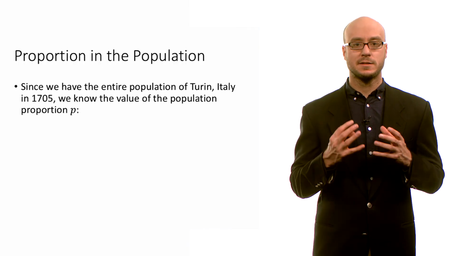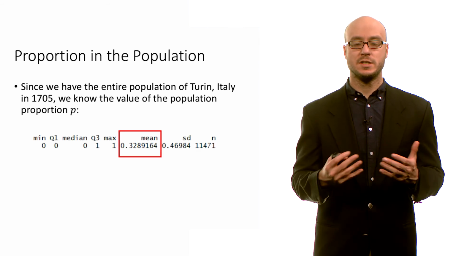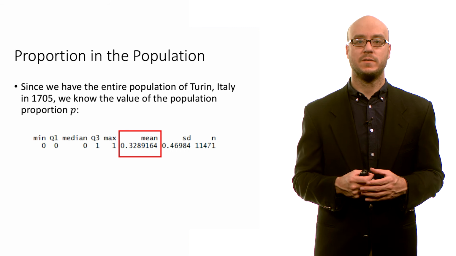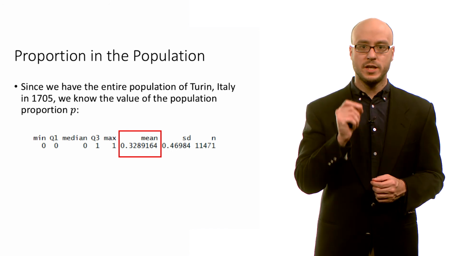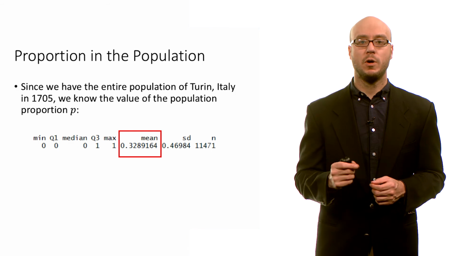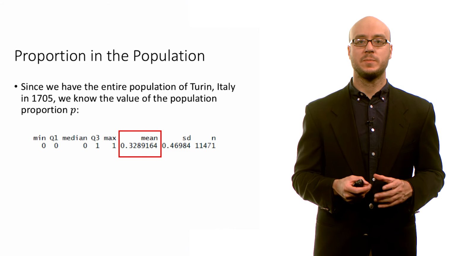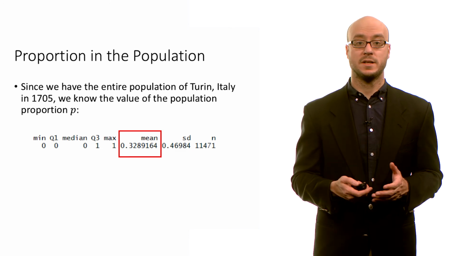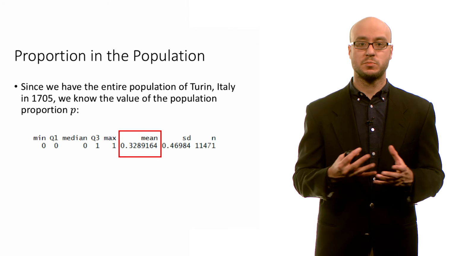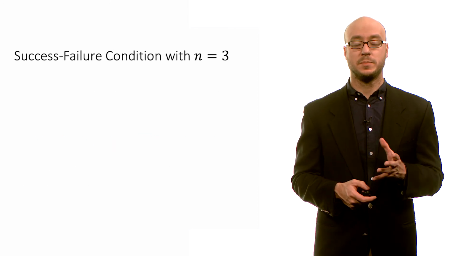So let's calculate the proportion in the population. Just conducting our basic summary of this data set for this particular variable, we find that the proportion in the population is about 1/3. It's about 0.33. That means about 33% of the people in Turin, Italy are heads of households, which might suggest pretty small households. So that's the population proportion.